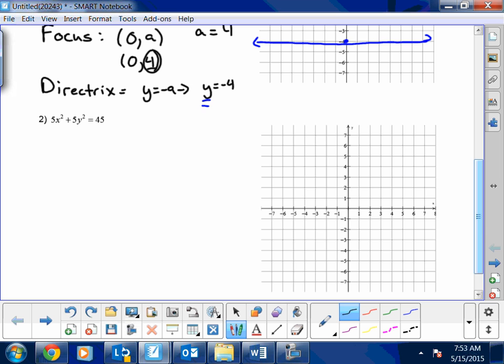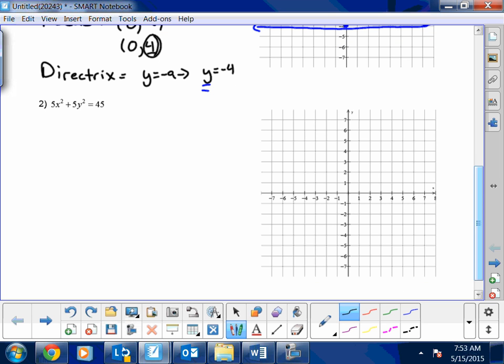Now, with the next one right here, this one looks a little bit confusing, but one of the things we do have is 5 and 5, which are the same. So the first thing we should do, you could do this one of two ways. You could divide everything by 45 and come up with an ellipse, or you could divide everything by 5 and come up with a circle. In this case, you get the same answer. I'm going to divide everything by 5 because it's easier.